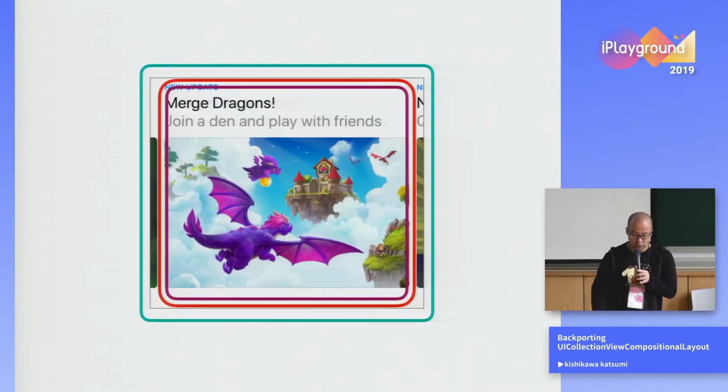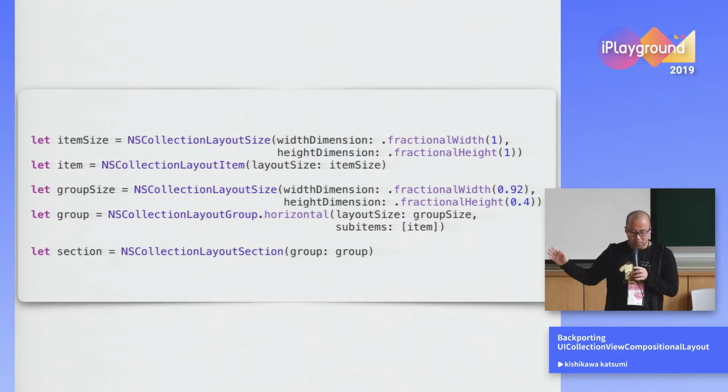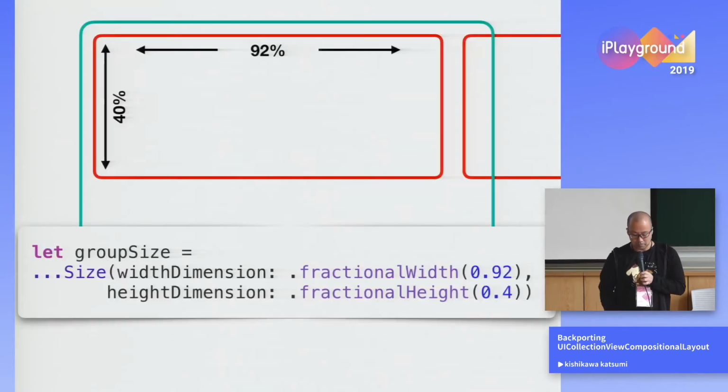Let's see another section. The code is very similar to the previous example. Only the size settings for the group are slightly different. The height is 40% of the container. Specify the width with 92% so that you can see the next cell a little bit to indicate that it can be scrolled horizontally.